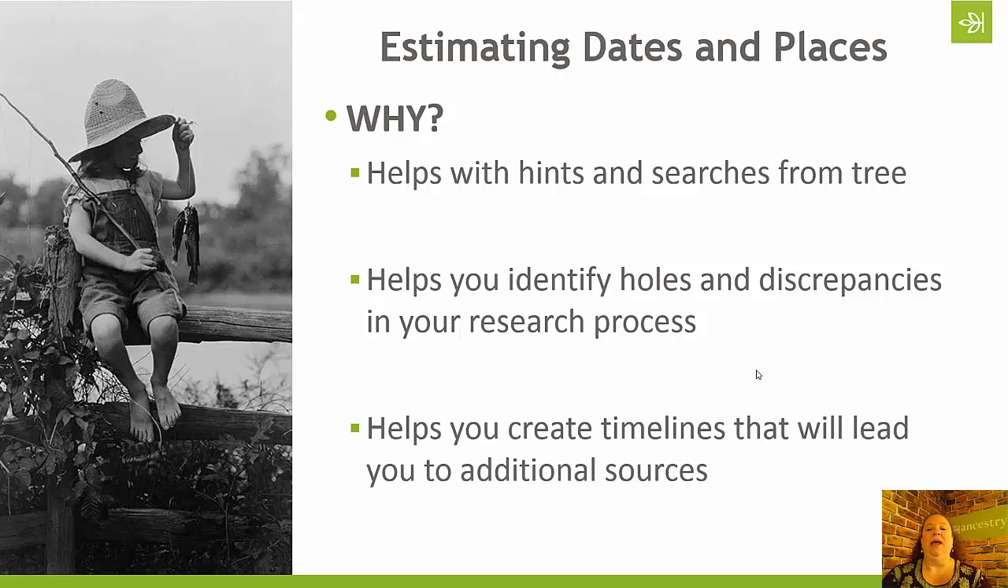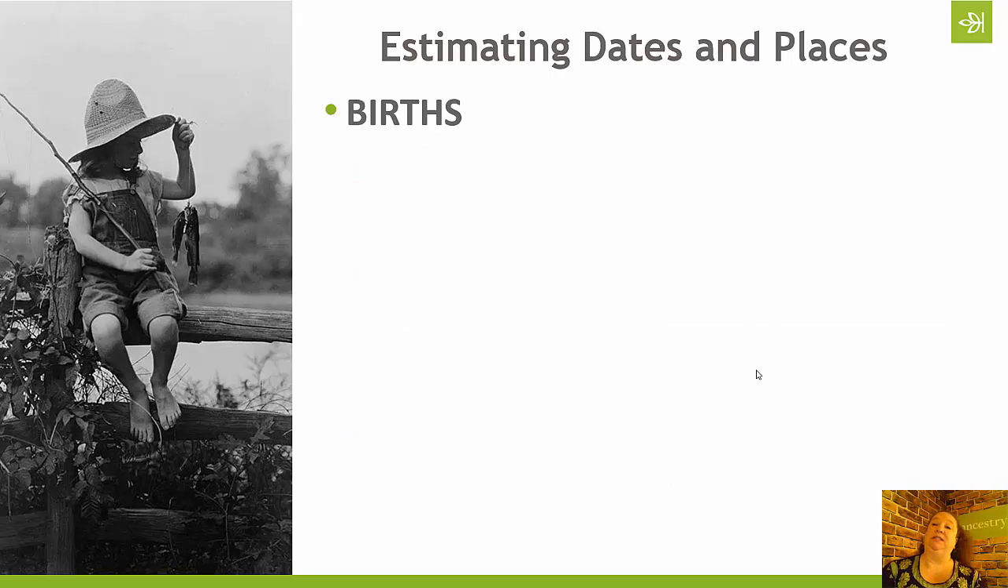It also helps you to create timelines, and timelines are a thing that I love, that'll lead you to additional record sources. Anytime you have a timeline of events in a person's life and can start to plug in possible or estimated dates and places, it helps lead you to what other records might have existed in that time and place that can give you additional information about this person and their family. Now, there are other reasons why we use this technique, but that's all we're going to talk about today. So if you've got other ideas for ways that this has helped you, I would love to hear about those in the YouTube comments. So let's start with births.